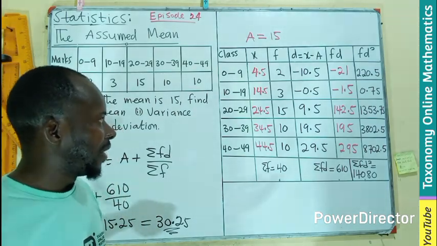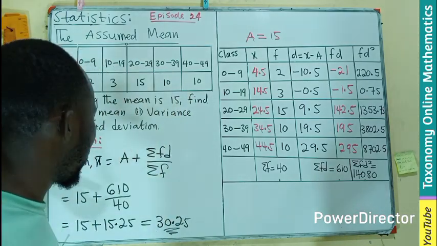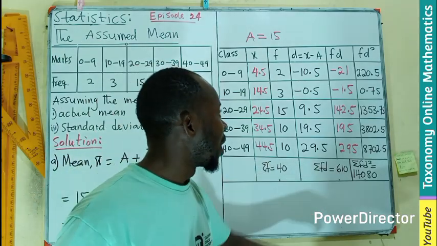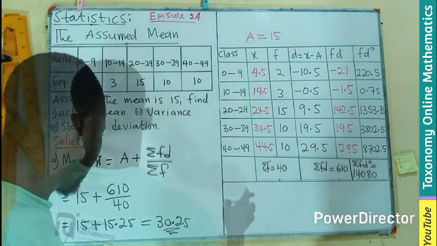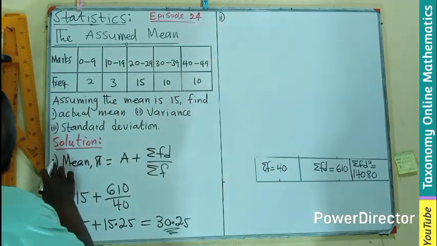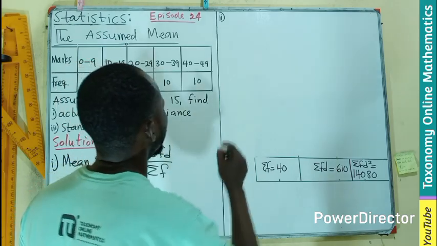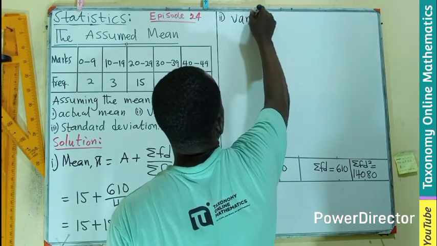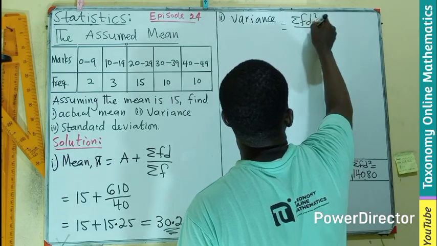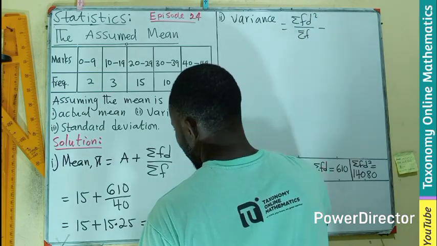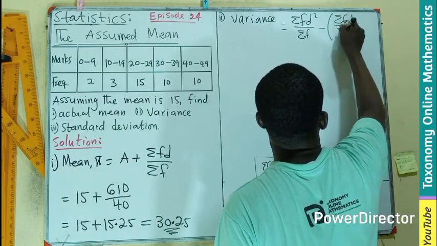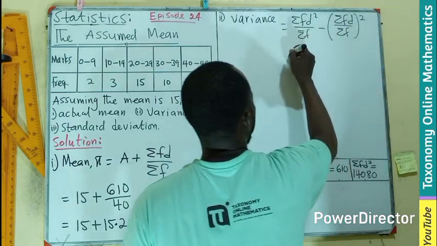Then the next thing to find is the variance and the standard deviation. You can make a copy of this. I'll be cleaning here, only leaving the total so that we can use them in the calculation. So for the I, not B, we are using I. So what do? Variance is just sigma FD square over sigma F minus the mean, or let's just repeat what we have, sigma FD over sigma F all square.